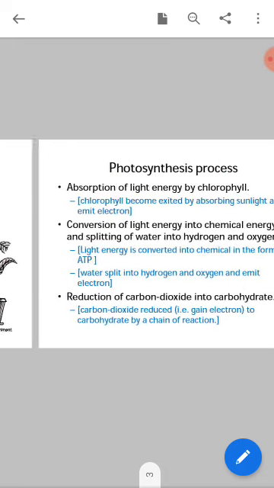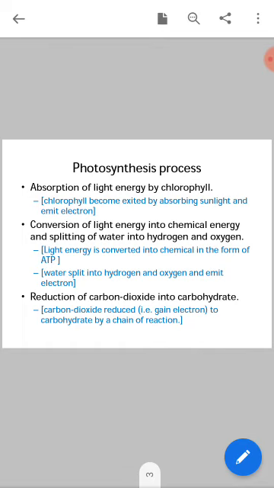Now we are going to learn about the process of photosynthesis. There are basically three steps in the whole process. The first step is the absorption of light energy by chlorophyll. The second step is the conversion of light energy into chemical energy and the splitting of water into hydrogen and oxygen. The third step is the reduction of carbon dioxide into carbohydrate.